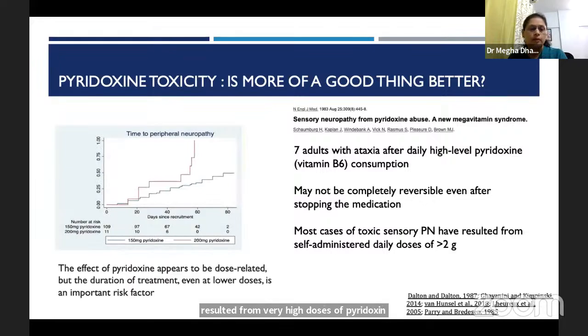So most of these cases of pyridoxine toxicity have resulted from very high doses of pyridoxine. This paper talks about the effect of pyridoxine on the development of neuropathy, and you can see, this is 150 milligrams per day, and this is 200 milligrams per day. The development of neuropathy appears to be dose dependent. However, even at lower doses, the duration of treatment may be an important risk factor in these patients who develop sensory neuronopathy.